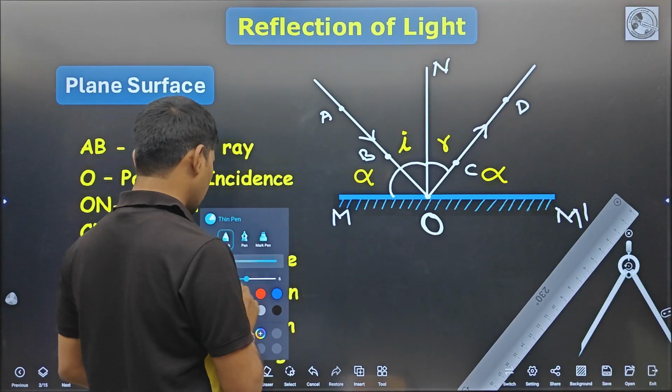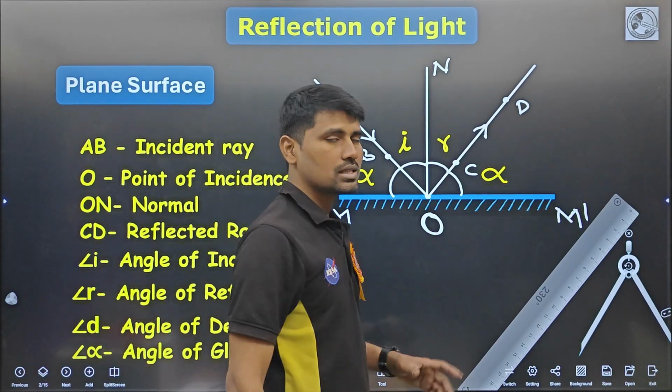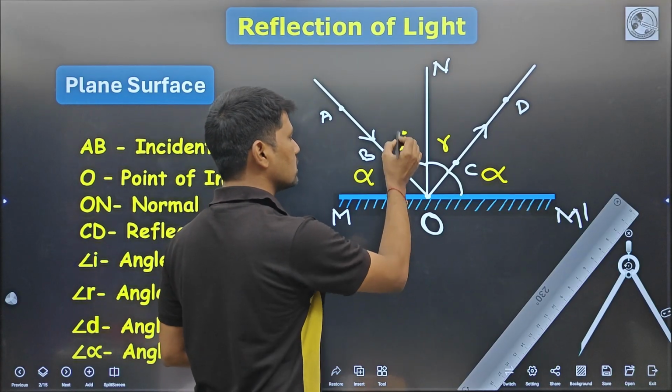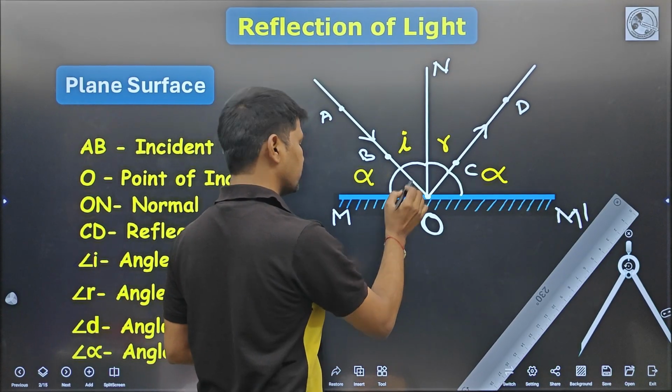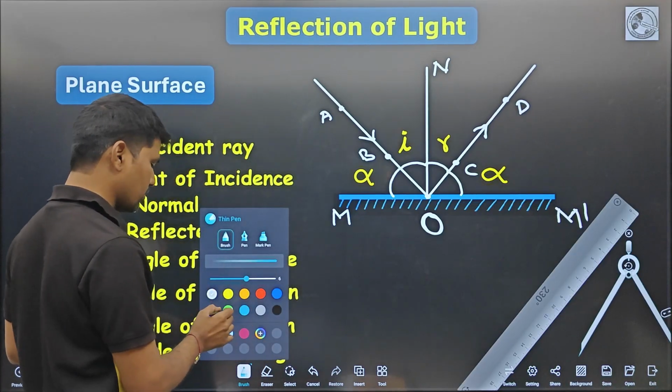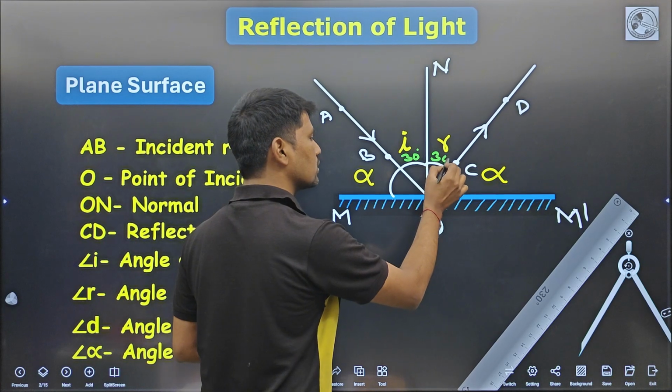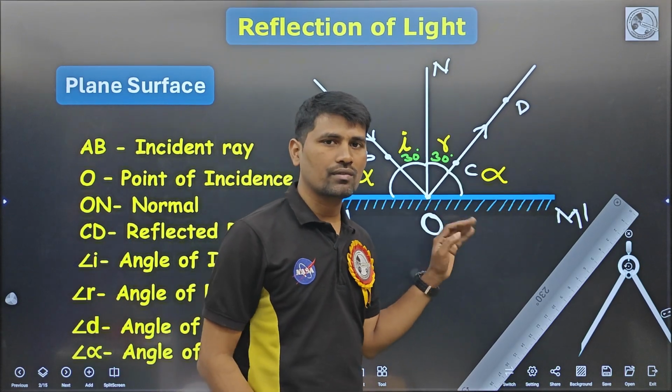Okay. So why? Because we have to consider some angles, then it will be easy. Here, I value, I am considering this as 30 degrees. Then what happens? See here. If I value is 30 degrees, R value is also 30. Why? Because that is the law of reflection.